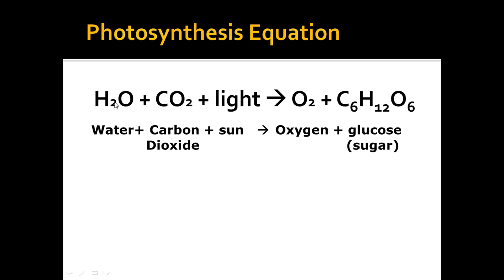These little numbers mean that's how many atoms there are of that element within that compound. So H2O, 2 hydrogen, 1 oxygen. Carbon dioxide is 1 carbon, 2 oxygen. Oxygen is 2 oxygen. And then sugar is 6 carbon, 12 hydrogen, and 6 oxygen.